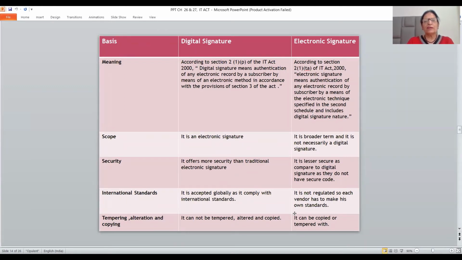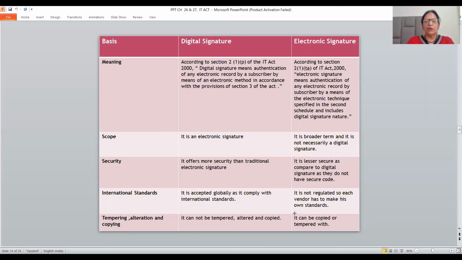The scope of electronic signature is wider. Digital signature is an electronic signature, so electronic signature is the broader term. It is not necessarily a digital signature. Every digital signature is an electronic signature, but every electronic signature is not a digital signature.